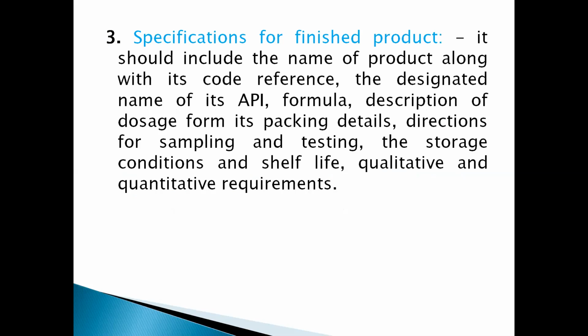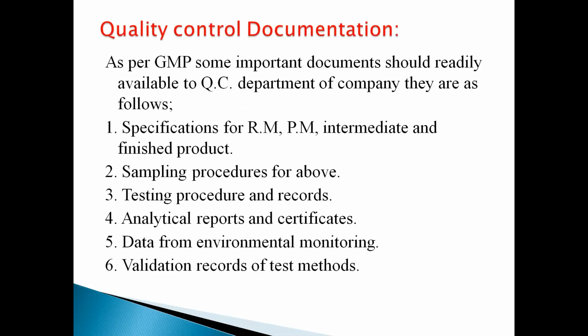Then the third one, specification for finished product. It should include the name of the product along with its code reference, the designated name of its API, formula, description of the dosage form, its packing details, directions for sampling, and testing, storage conditions, even the shelf life. Both qualitative and quantitative requirements should also be included.